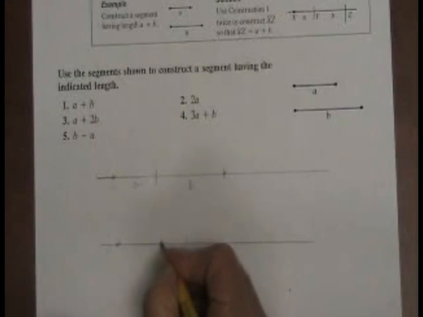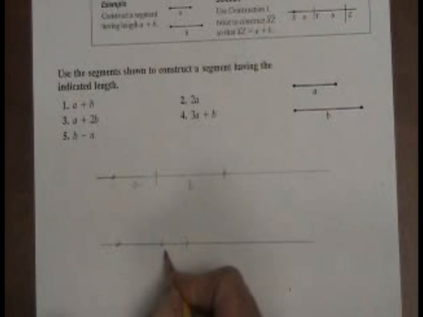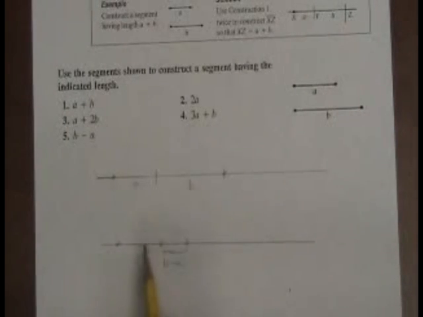So this, my little darlings, would represent B minus A, wouldn't it? Because that whole thing was B, we took out A, so that's B minus A. So I don't want that end point. This is the segment that represents B minus A. Okay? All right. So that's what number 1 looks like. This is what number 5 looks like, and you can work through the rest of those.